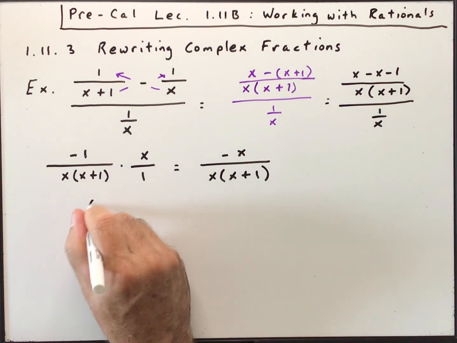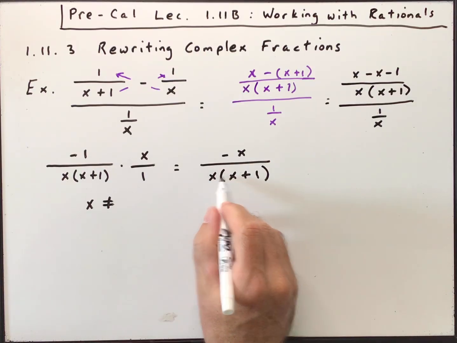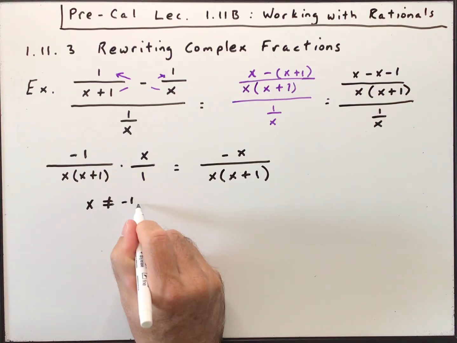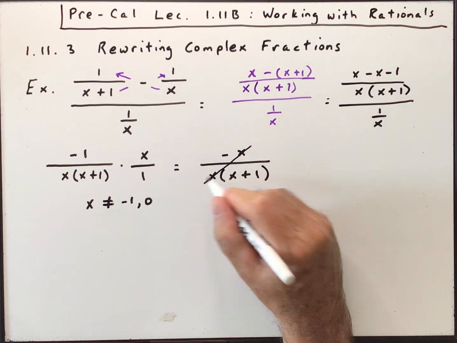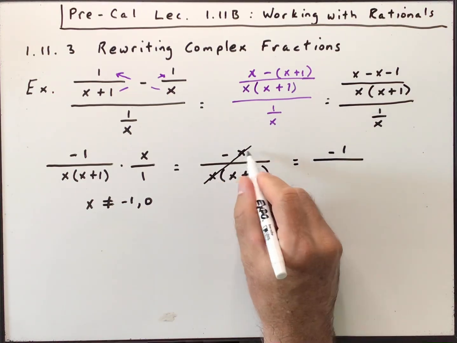Now I'm going to go ahead and put our domain restriction. X cannot be equal to what? 0, because that would make the whole bottom 0, and negative 1. Okay, now we can cross out. And what's left? It's a negative 1. Don't forget your negative sign.